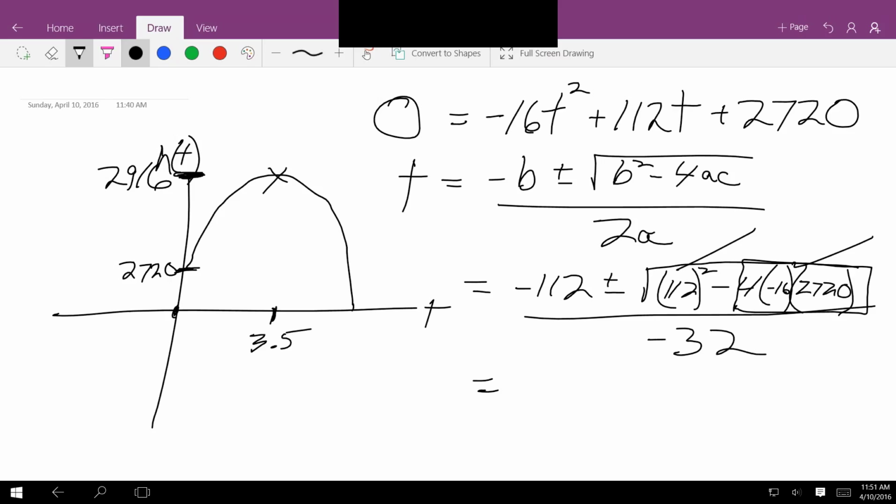We know the minus b over 2a part, that's 3.5.